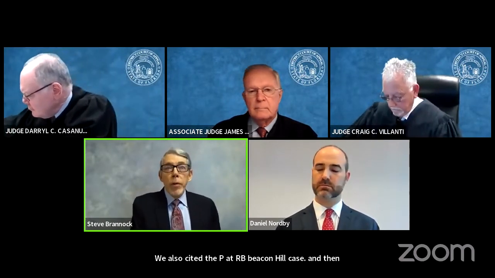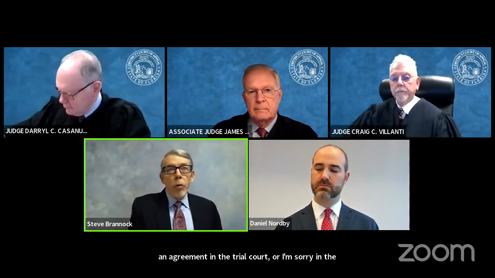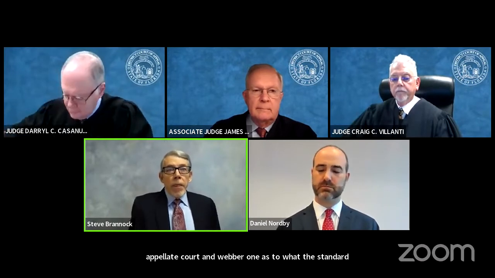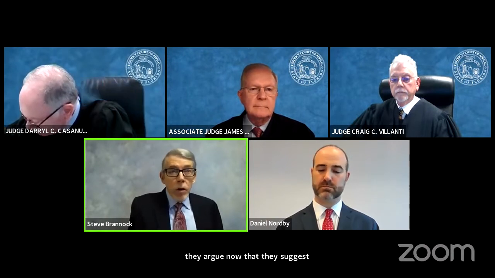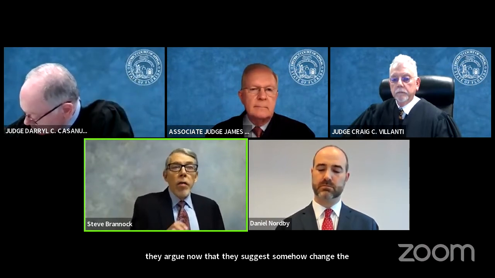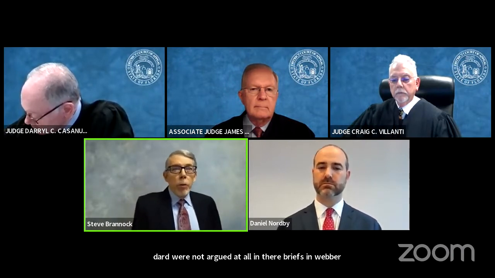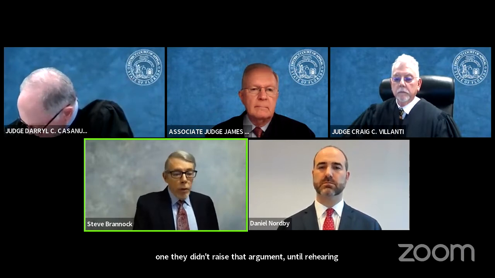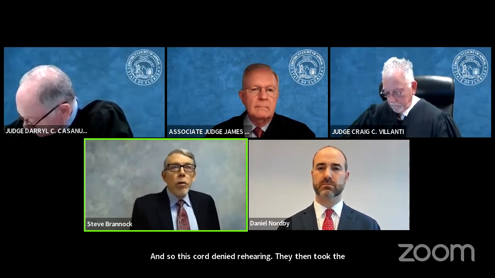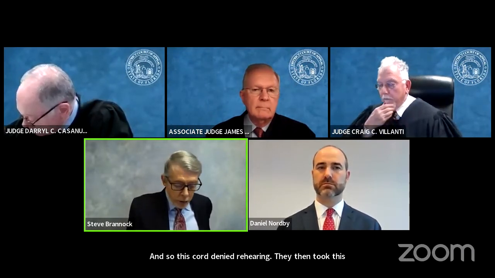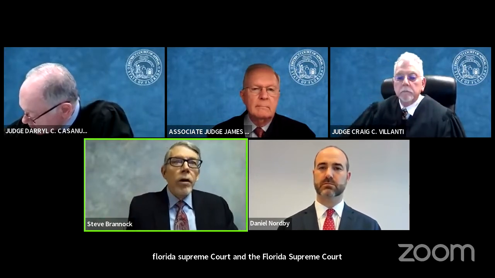So there was agreement in the trial court, in the appellate court in Weber 1 as to what the standard of unfairness was. The cases that they argue now, that they suggest somehow change the standard, were not argued at all in their briefs in Weber 1. They didn't raise that argument until rehearing. And of course, it was improper at that point to raise that new argument. And so this court denied rehearing. They then took this argument that there was somehow a new standard to the Florida Supreme Court, and the Florida Supreme Court denied review. So the Fidupta issue is settled.